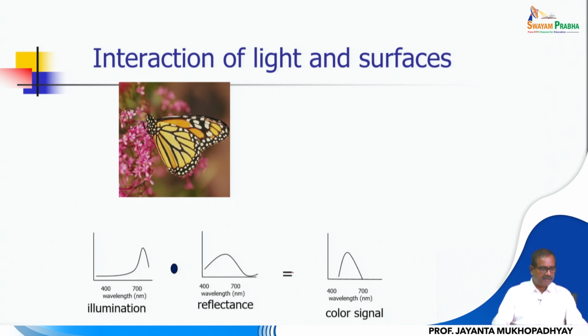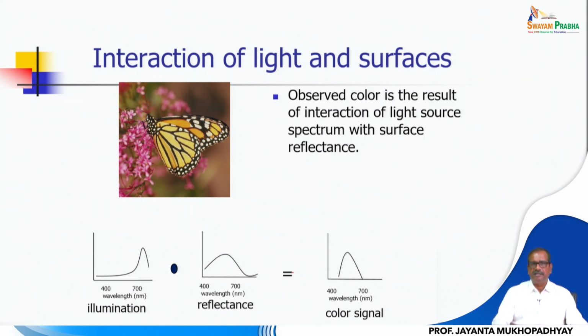So this is the genesis of the color signal, and our visual experience is dependent on the type of signal that we are receiving.